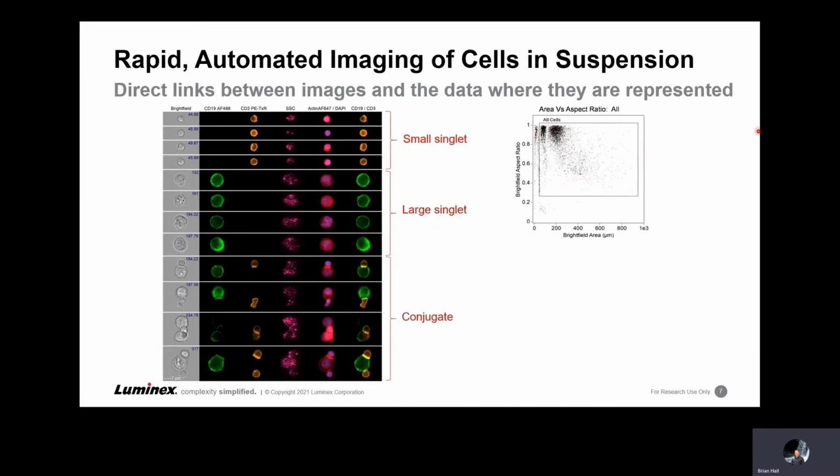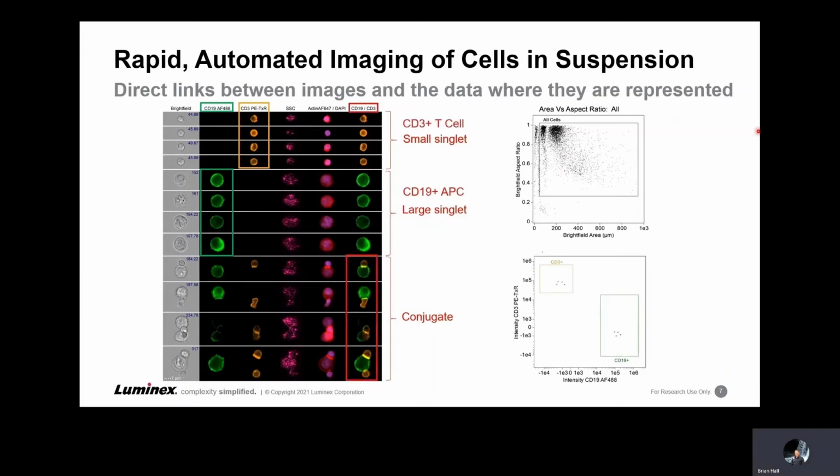ratio region. When we look at all 20, 30,000 events in the data file, we can click on a given dot in this image and see its corresponding picture, and vice versa. We can click on the picture and see where it's located in the dot plot. Taking this to the next level, though, we can also look at different surface marker phenotypes. So here are the CD19 cells and the CD3 cells.